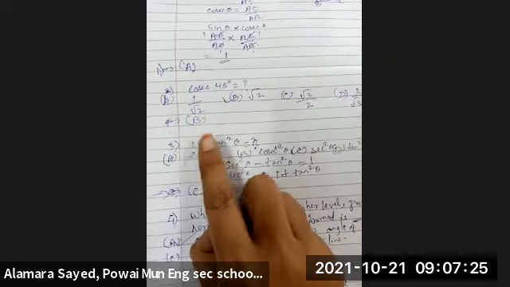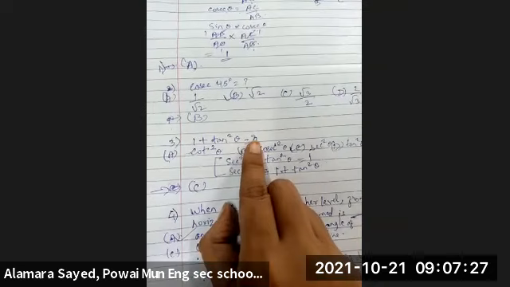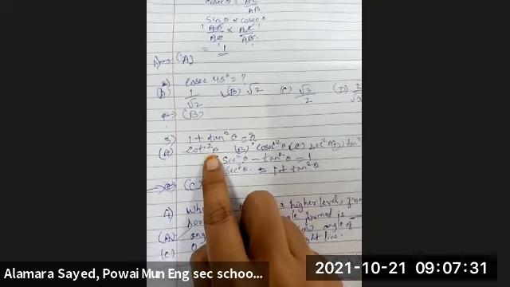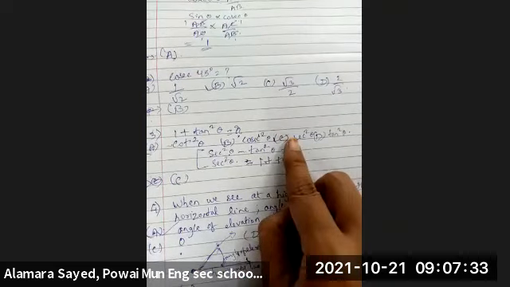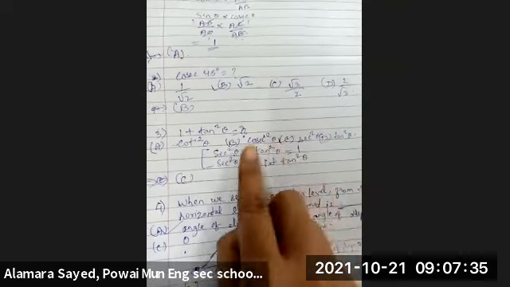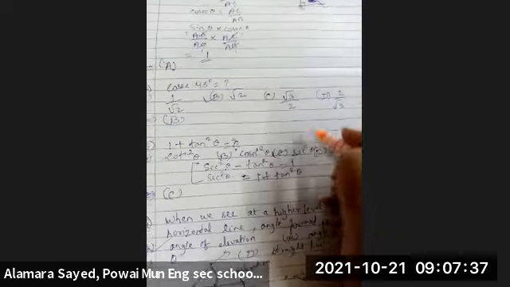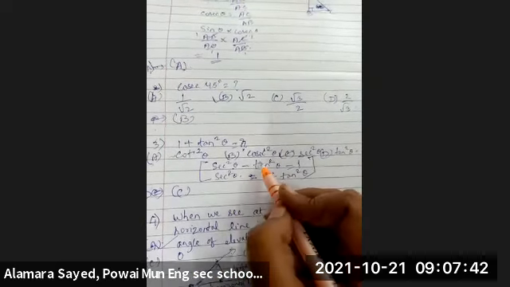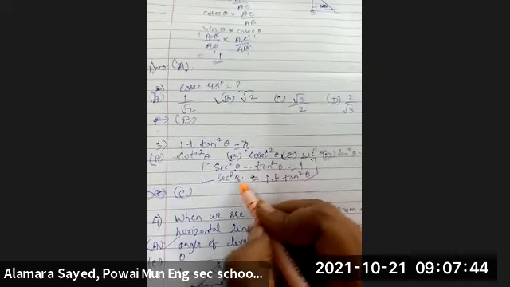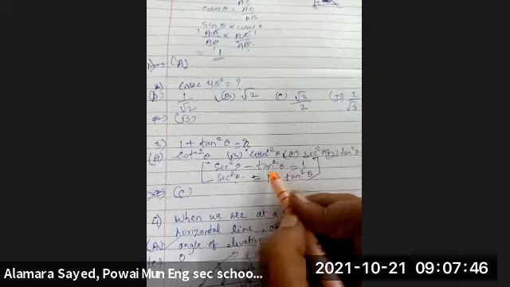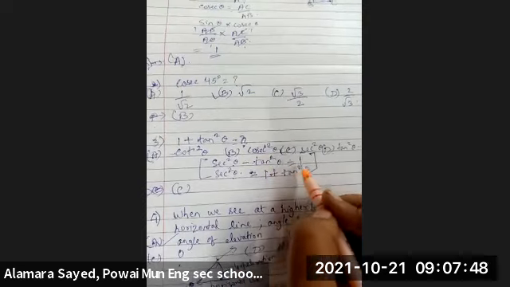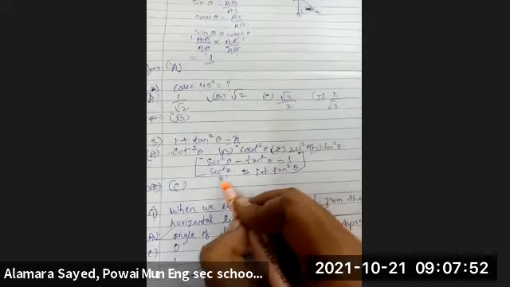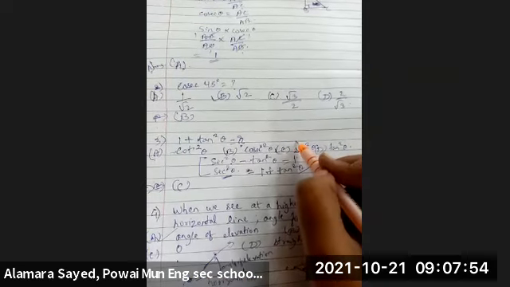And third one, 1 plus tan square theta is equal to what? The options are cot square theta, cosec square theta, sec square theta and tan square theta. As we know the identity, sec square theta minus tan square theta is equal to 1. When we are finding sec square theta, this minus tan square theta will be shifted to the right hand side, so it will become 1 plus tan square theta. So the proper option is C here, sec square theta.